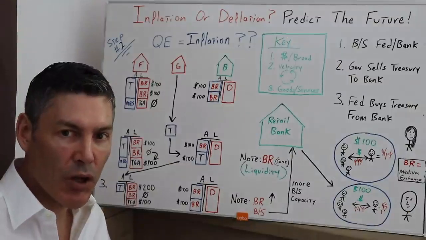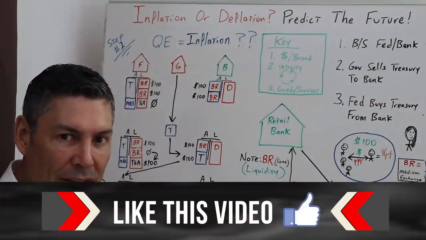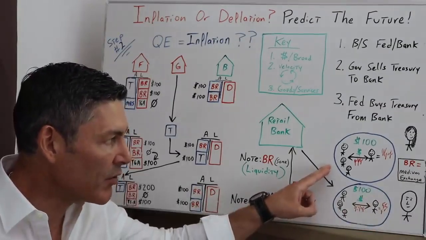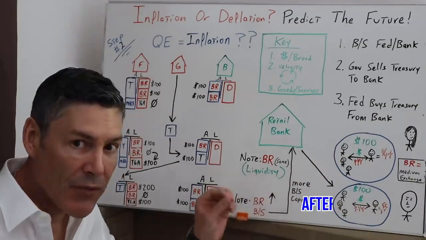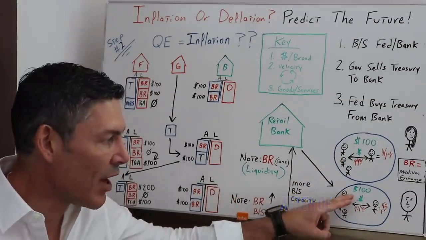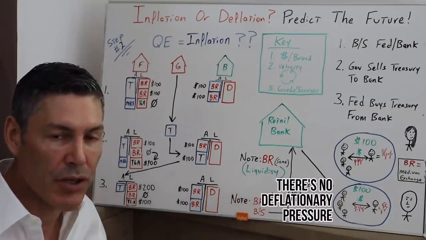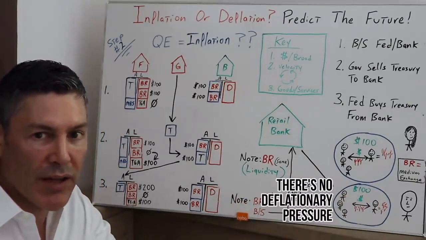And if the amount of liquidity in the system is the exact same before and after doing quantitative easing, our simple example of an economy starts with $100, and after QE is done, it still has the $100. There's no inflationary pressure that has been added by quantitative easing.